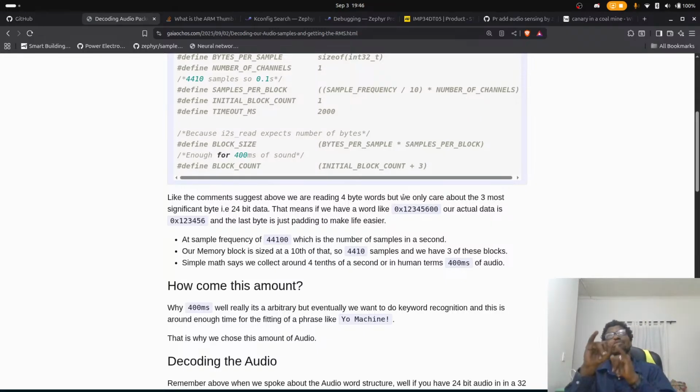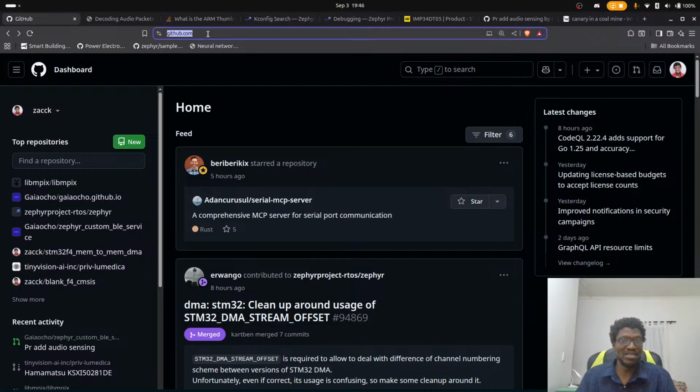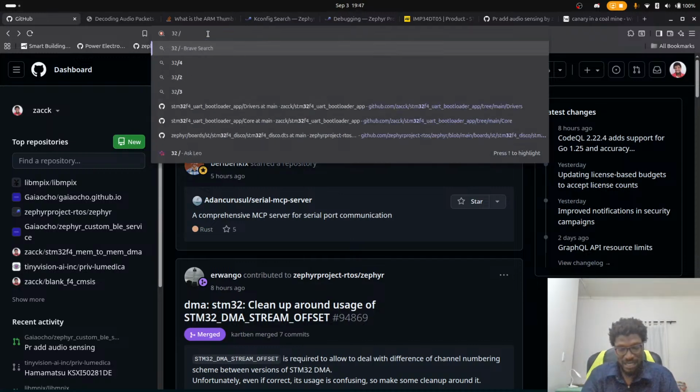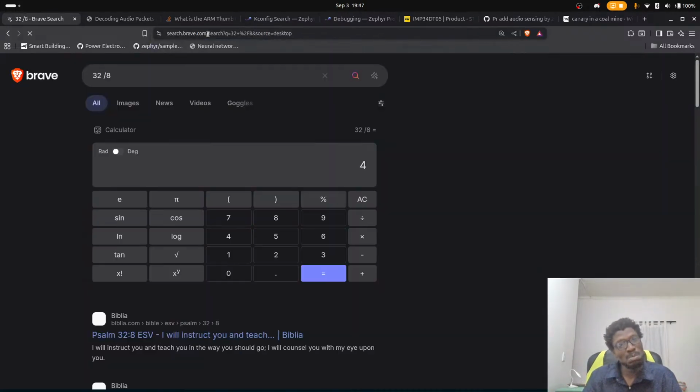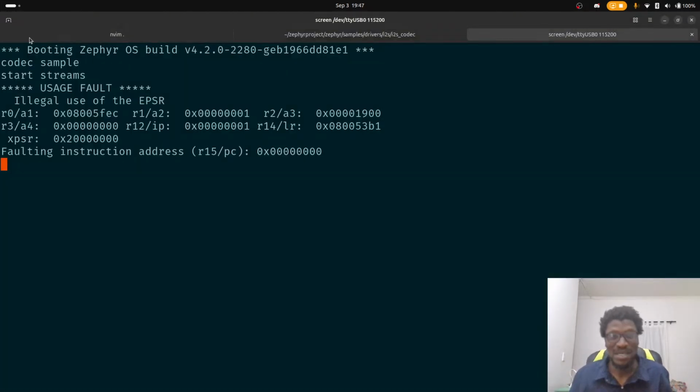So each one of them, 32 divided by 8. Is it even divisible? 32 divided by 8. It's 4. So each one of them is 4 bits. Each one of them is a half word, I think. Half word or a byte. I don't know. So basically what I'm saying is we can count through here.